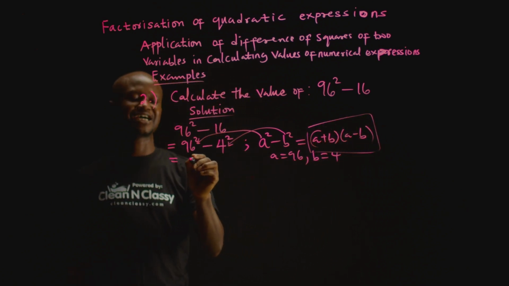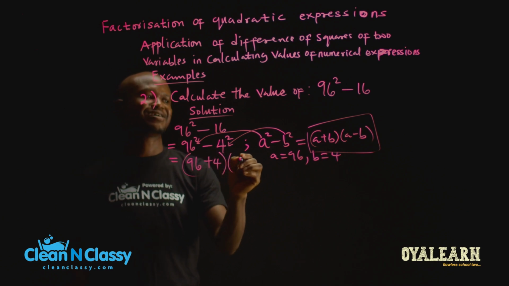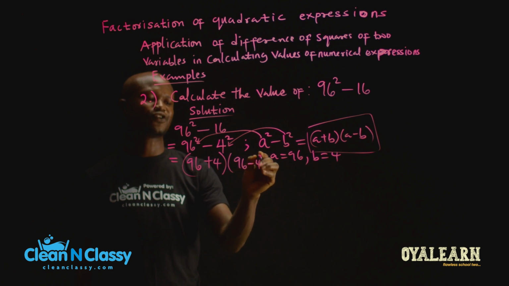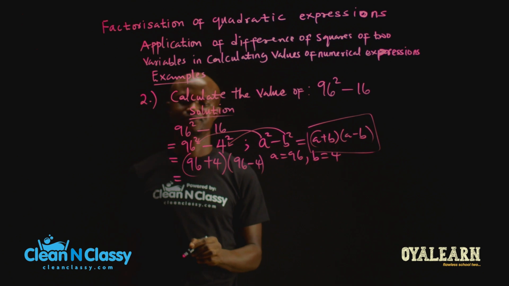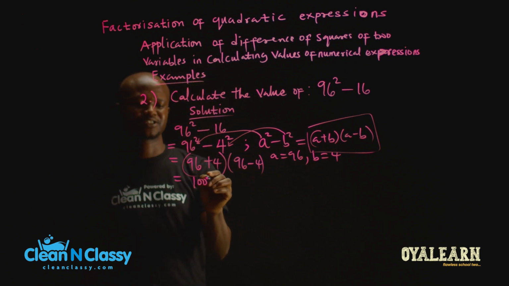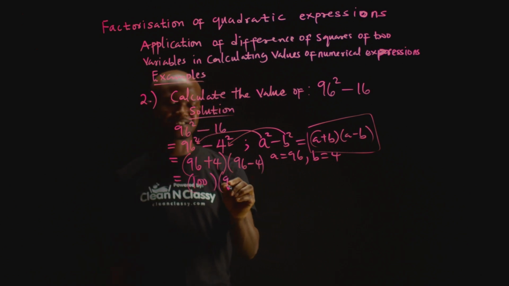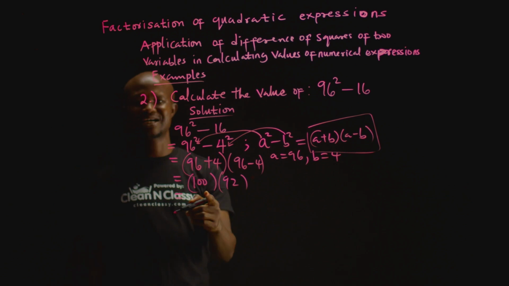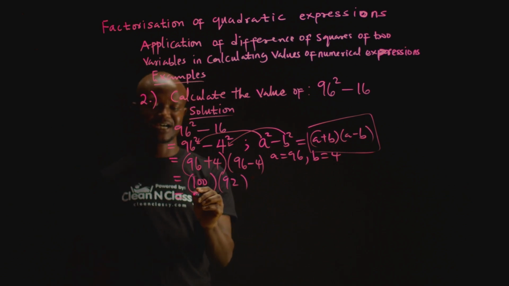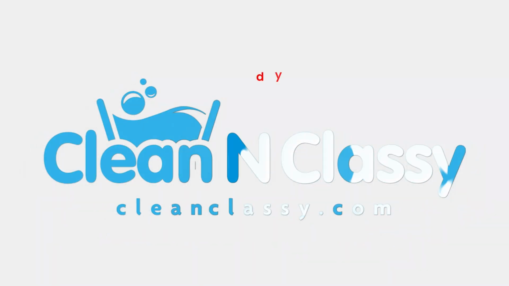Now, using this formula at the right hand side, what do we have? It means that we have (96 plus 4) into bracket what? (96 minus 4). So what is 96 plus 4? That is 100. Then bracket 96 minus 4, that is 92. So we now have 92 times 100. That is 9,200. That is the solution to the problem. Thank you.